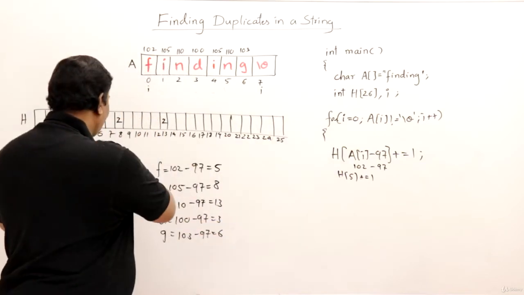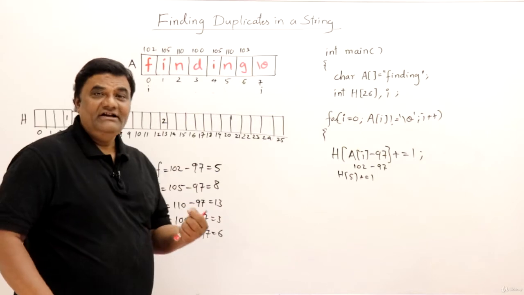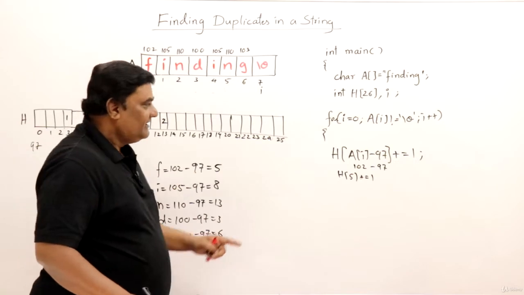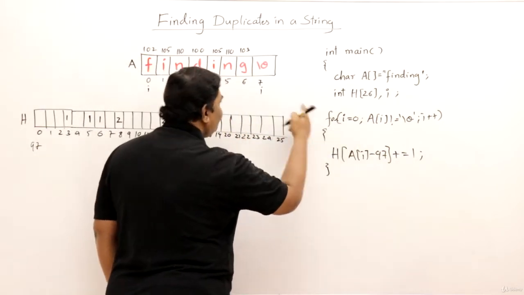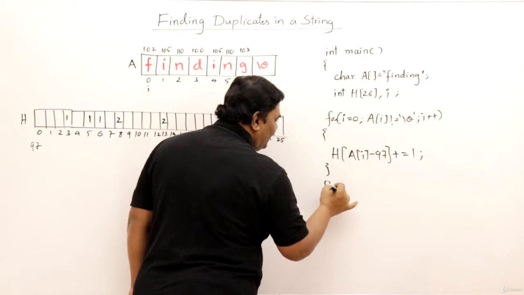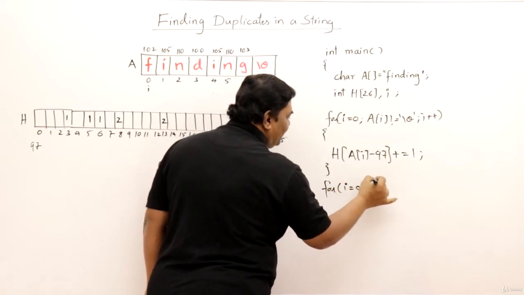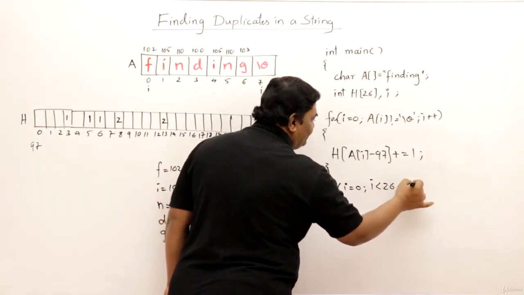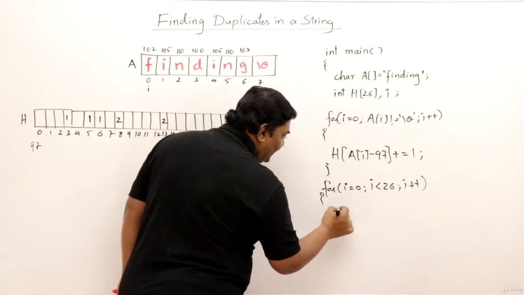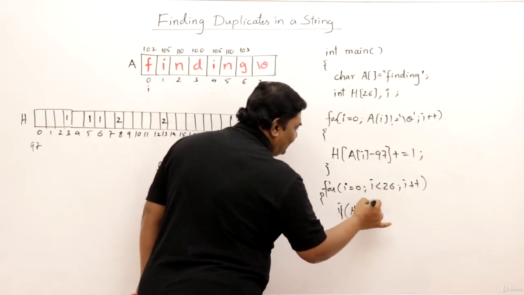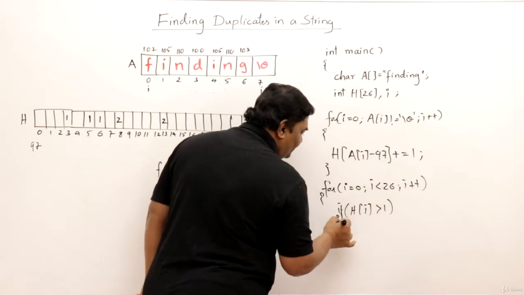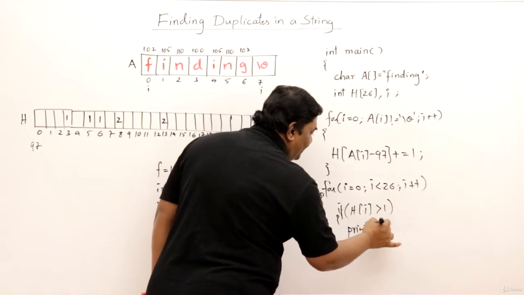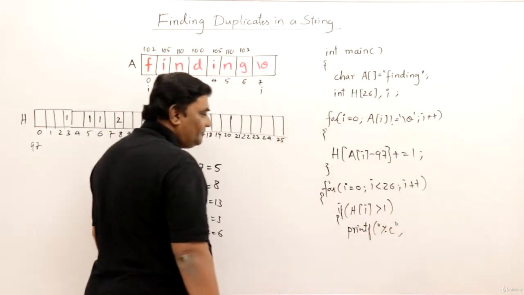Next, I should scan through this hash array and find out if any value is more than 1. If it is more than 1, then the alphabet is repeating. So I'll continue writing. This is the end of the string loop. We have scanned through the string. Now we have to scan through the hash table. The hash table starts from 0 and ends at 25. So less than 26 I can write here. Then i plus plus. Then what I have to do is, if at any place H of i is greater than 1, it means there are more than one occurrences of an alphabet. So which alphabet? I will print it, printf, percent c. I have to print the alphabet.